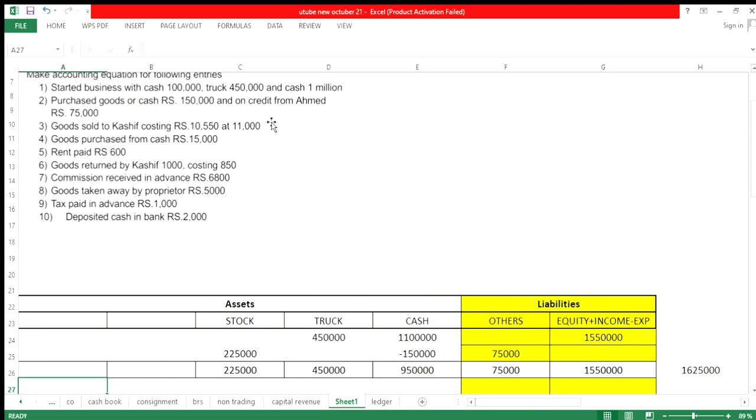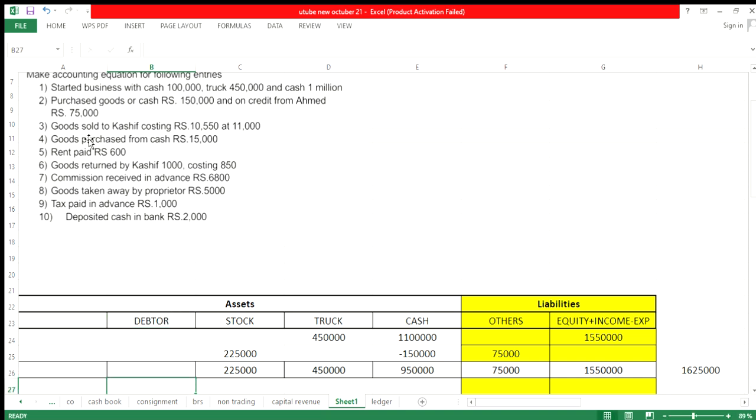Two entries finished. Now third, goods sold to Kashif. Please note it down. The name has been mentioned clearly over here. So what does that mean? If a name is mentioned, it is on credit. So goods sold to Kashif, to whom we will sell our commodities, the person from whom we will receive the amount. So Kashif is your debtor. Debtors are your assets. So here you will introduce a column for debtor.